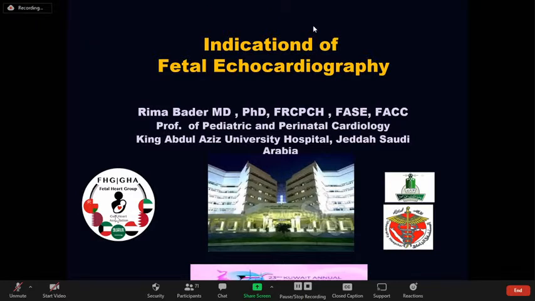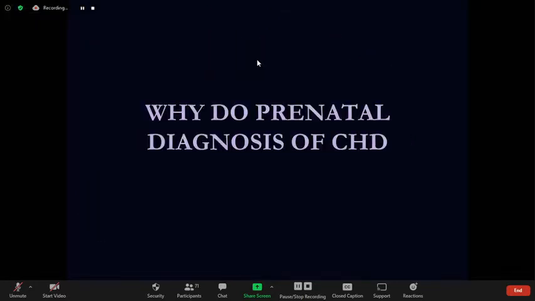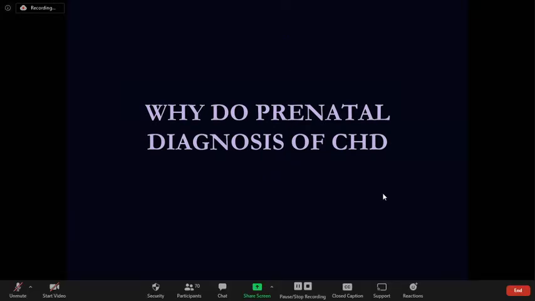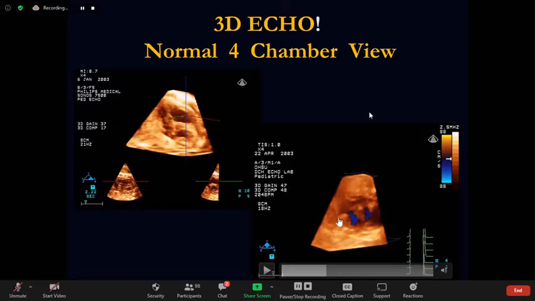Why is prenatal diagnosis important? Why do we do prenatal diagnosis of heart disease? First of all, we have here a ventricle, we have two atria, and we have also color.